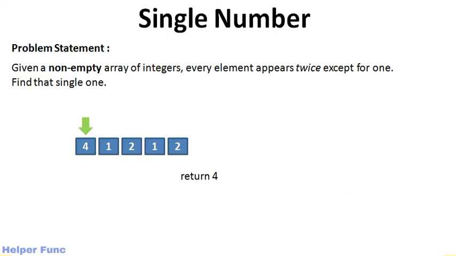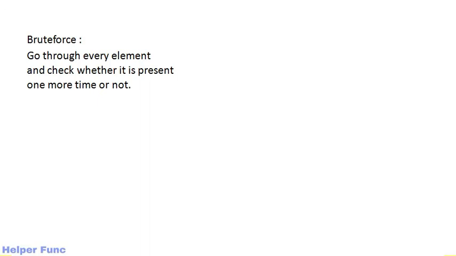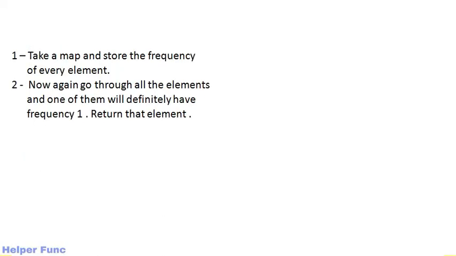Now let's see how to solve this. The brute force approach would be to go through every element and check whether it is present one more time or not. But this approach will require two for loops, one for the current element and another for going through all the elements. This will make its time complexity order of n square and it will not work in an interview. Another approach would be to take a map and store the frequency of every element in one go. Now we again go through all the elements and one of them will definitely have frequency 1, and thus we will return that element.